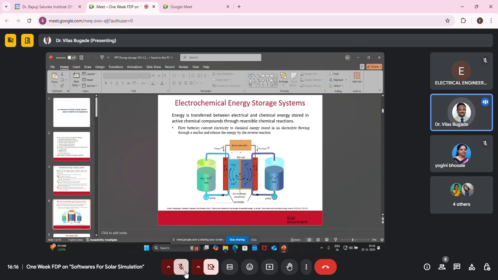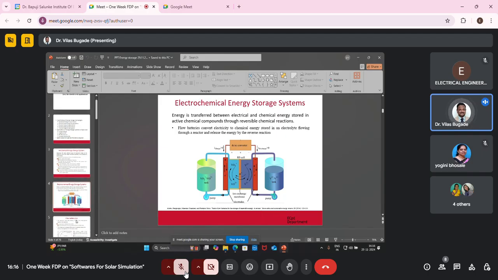This is the electrochemical energy storage system, where energy is transferred between electrical and chemical energy stored in active chemical components through a reversible reaction. The battery is a good example of that. There are primary cells and secondary cells. When I say reversible action, it means a secondary cell. You will find a good published paper on that, which I have given in the reference.